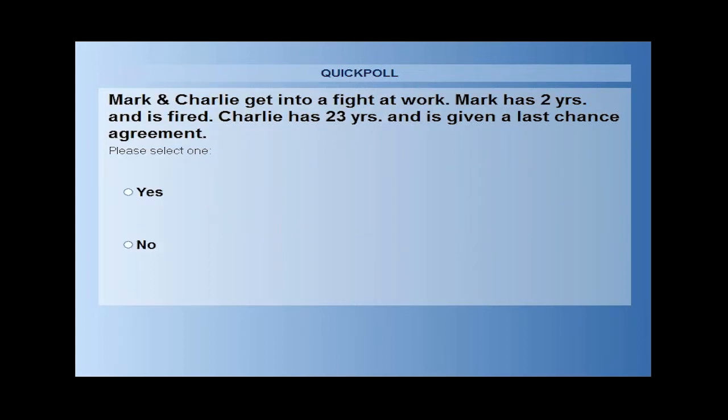Okay, Mark and Charlie get into a fist fight at work. Mark's been with the company for 2 years and has been in a little bit of hot water over those years. He's got some discipline in his record. Charlie's been there for 23 years. He's been clean as a whistle for 15 of those 23 years. So they get into a fist fight. Mark is fired, but Charlie is suspended and given a last chance agreement. Management had just cause to issue this discipline, yes or no?